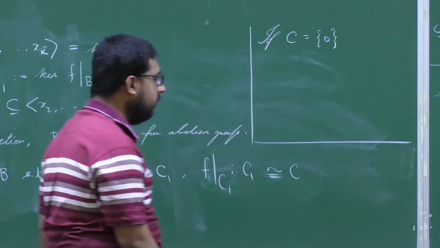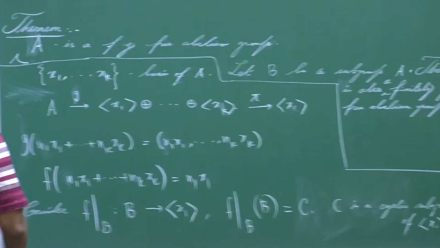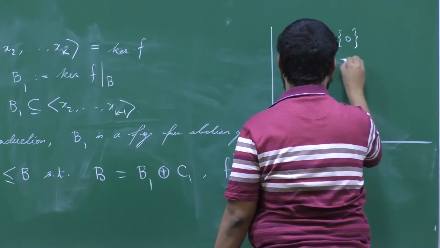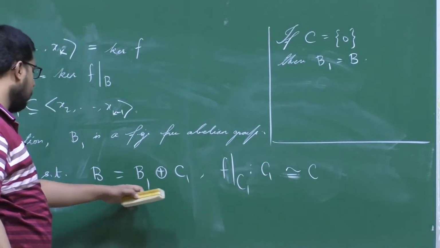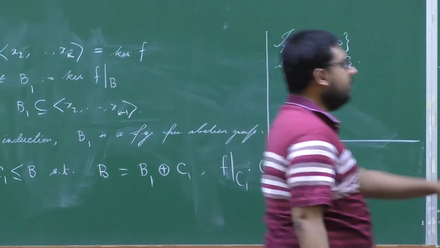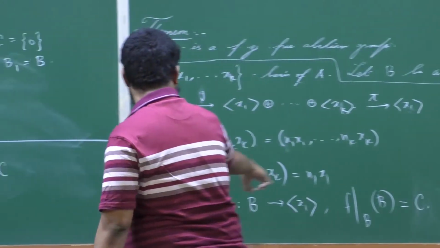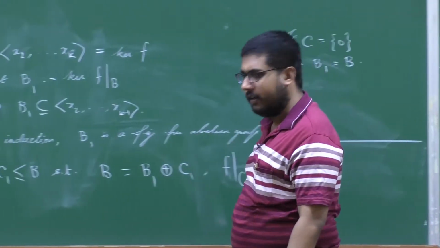then what does that mean? This whole map is trivial. So then B1 will be the whole of B. Therefore B itself will be a finitely generated free abelian group. So in this case, by induction we obtain that B is also a finitely generated free abelian group.